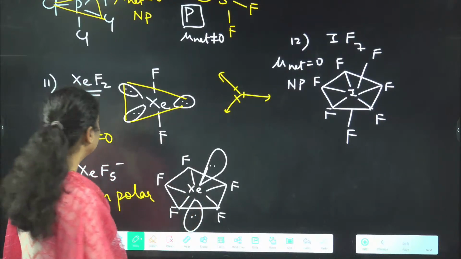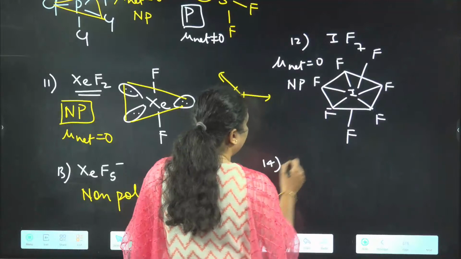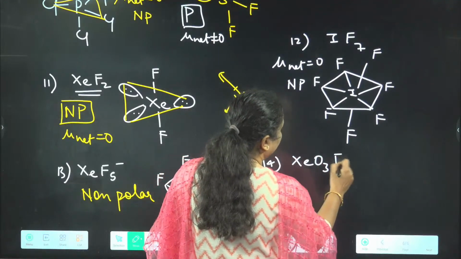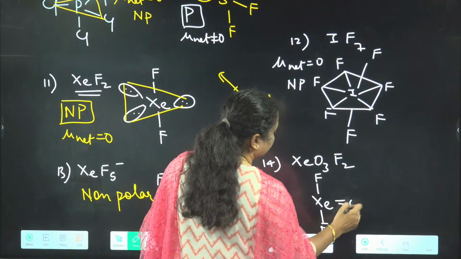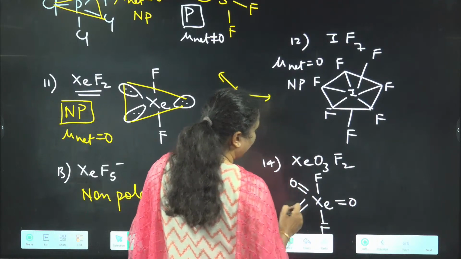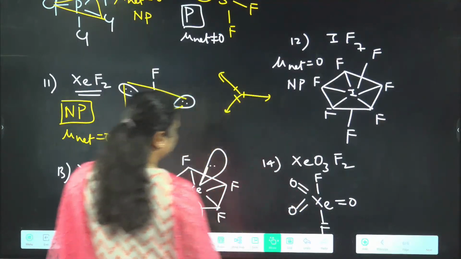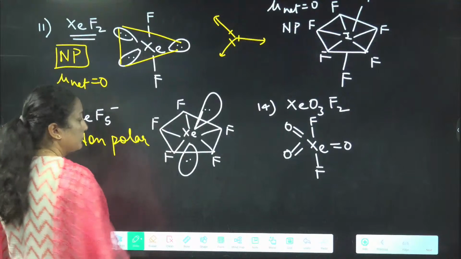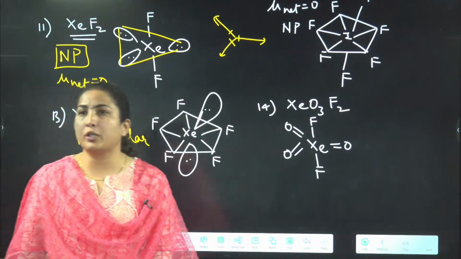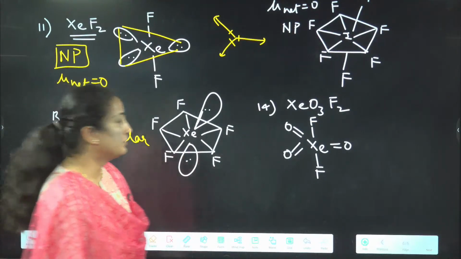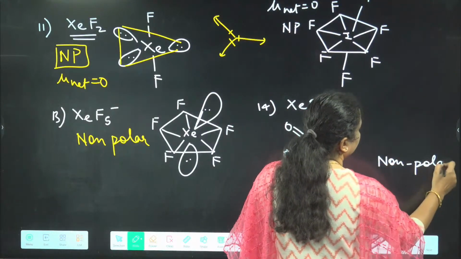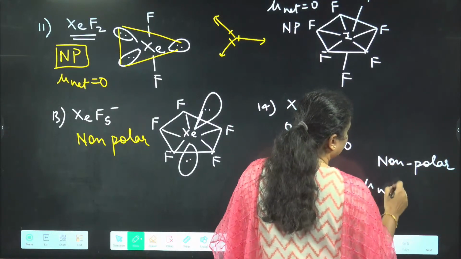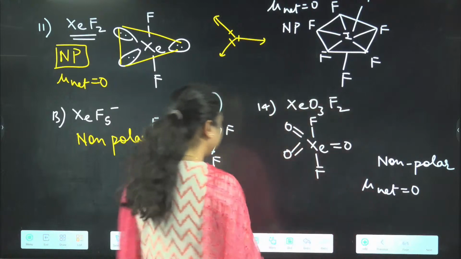Right? Good. Next, if at all I ask you about XeO3F2, its structure is like this. Is it going to be polar or non-polar? Non-polar. Very good. Right? Because mu net is 0.